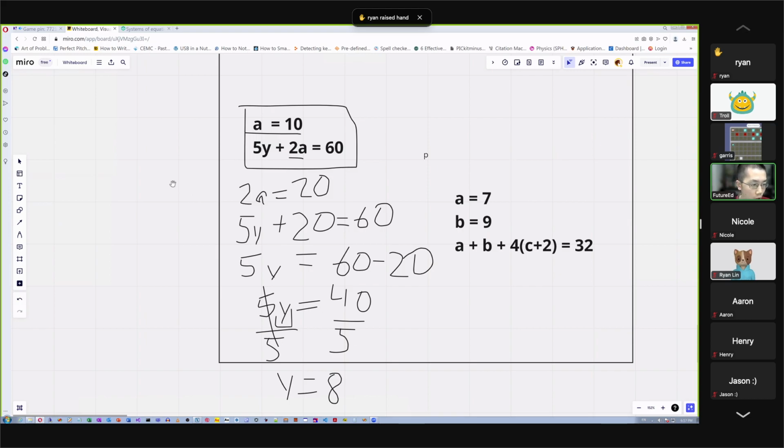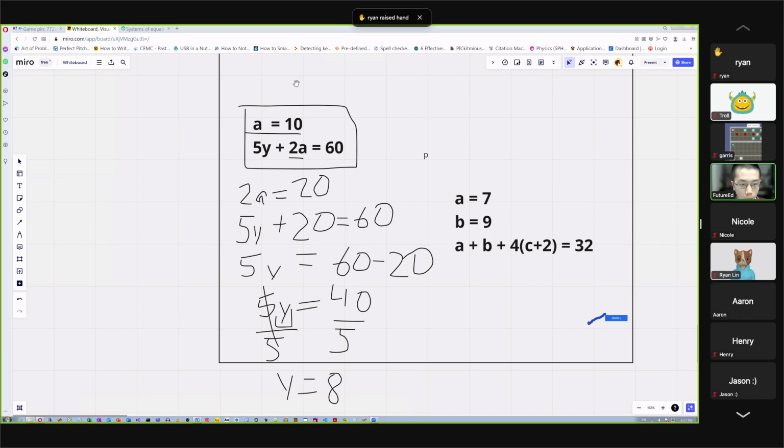So Henry, are you here? Okay, if Henry isn't responding, I'll ask Aaron. Can you verify for me whether y equals 6 is the correct answer or not? Why can't be 6? Because if you do 5 times 6 equals 30, and then you have to add the 2a, which is 20, and 30 plus 20 equals 50, not 60.